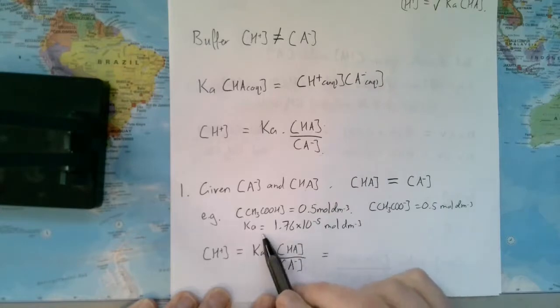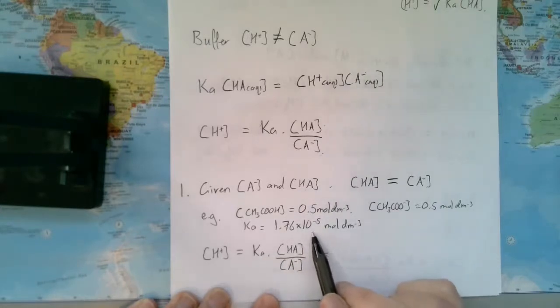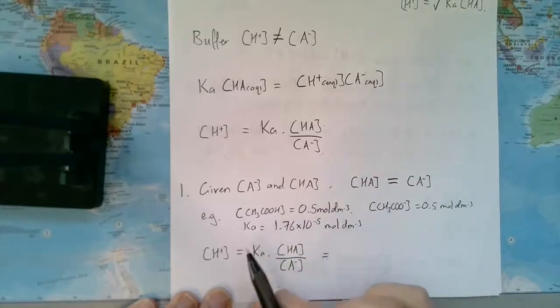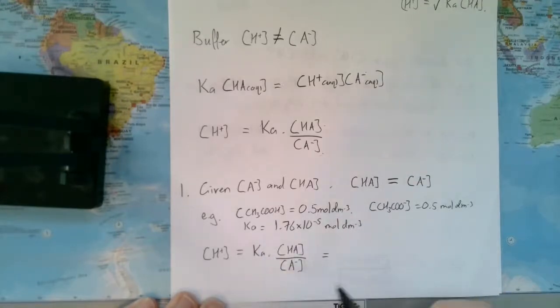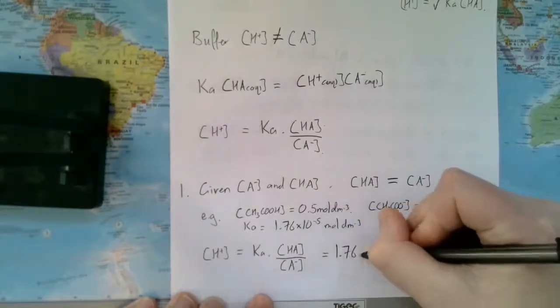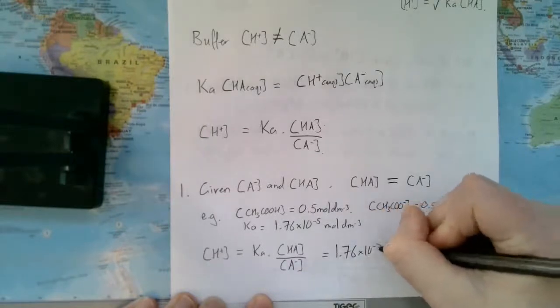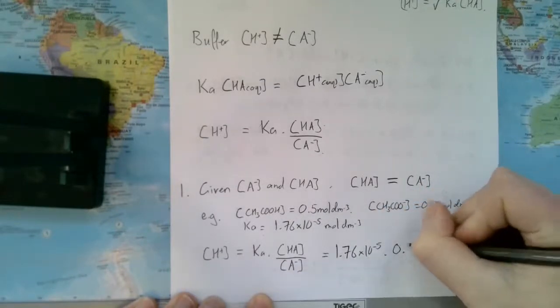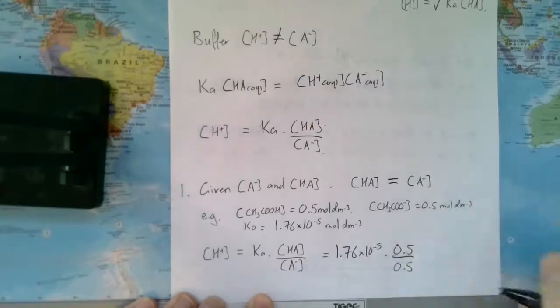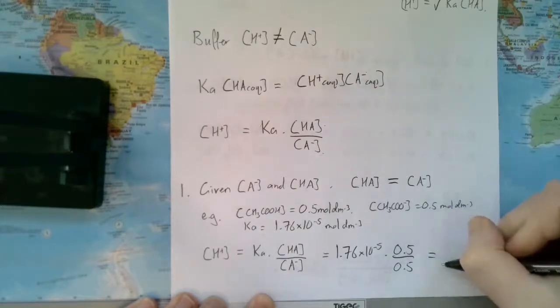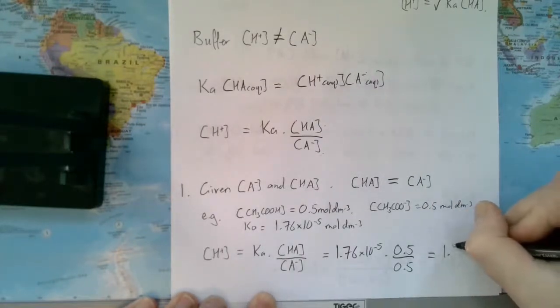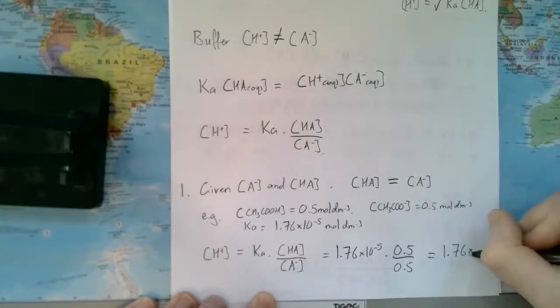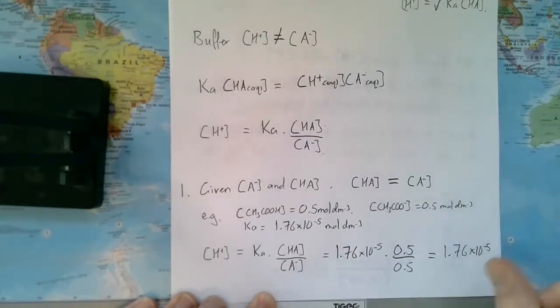The Ka for ethanoic acid is 1.76 times 10 to the negative 5. So, here is the equation: 1.76 times 10 to the negative 5 times 0.5 divided by 0.5. Well, 0.5 divided by 0.5 is 1. So, simply put, the numerical answer to this is 1.76 times 10 to the negative 5.